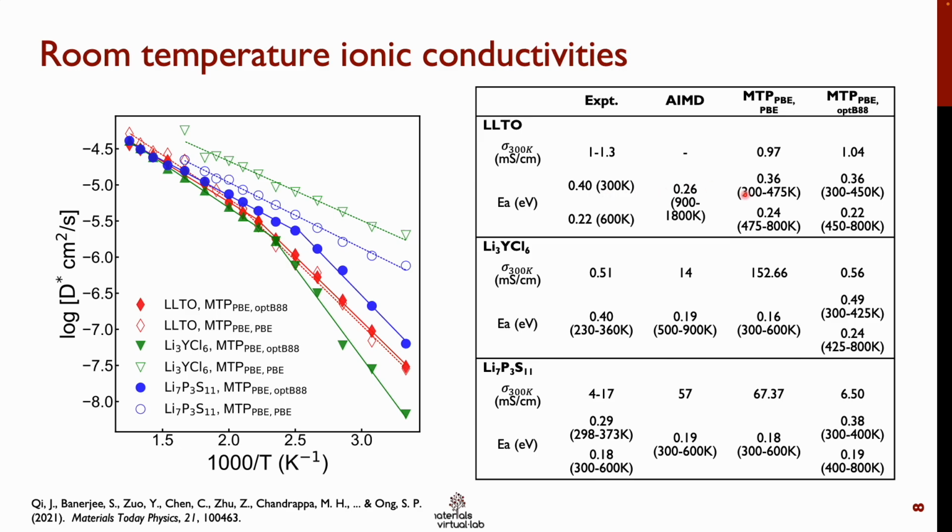Here I summarize the results of experiment, AIMD, and moment tensor potentials in this table. You can see that for LLTO, the two moment tensor potentials trained with PBE or OPTB88 energy and forces have comparable results, and they both match the experimental results. Both the ionic conductivity and activation energy reproduce the experimental results. While for the LYC and LPS systems, we need the OPTB88 functional to generate the energy and forces in order for our ionic conductivity to match the experimental results.